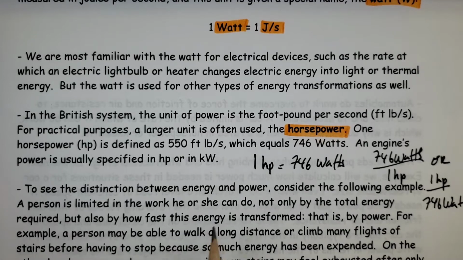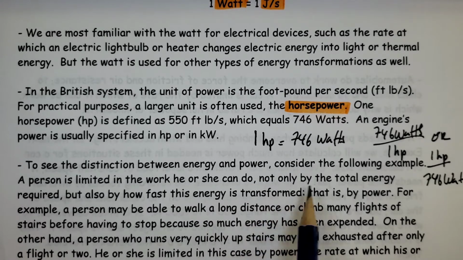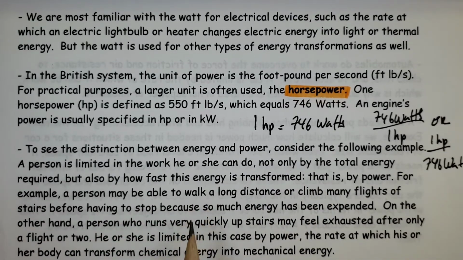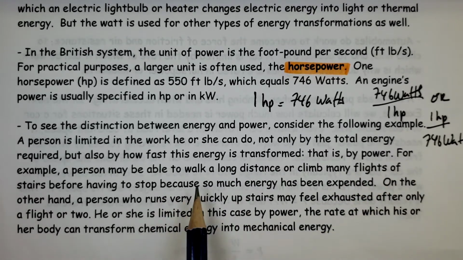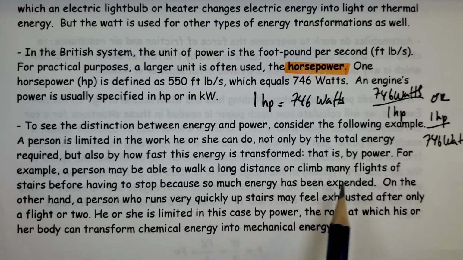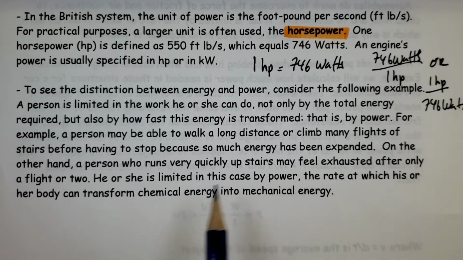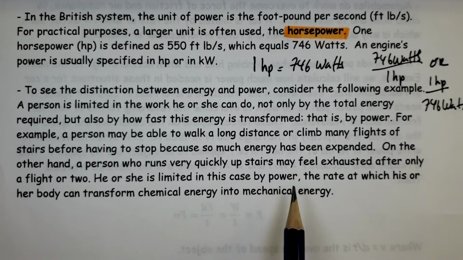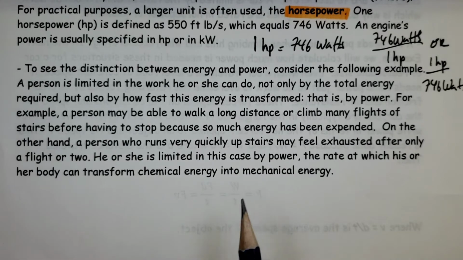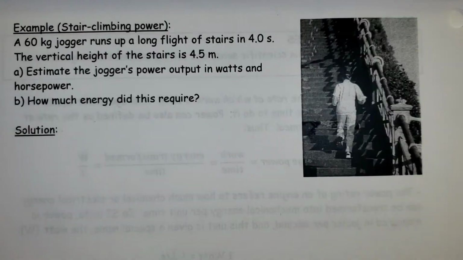To see the distinction between energy and power, consider the following example. A person is limited in the work that he or she can do, not only by the total energy required, but also by how fast that energy is transformed. That is, by power. For example, a person may be able to walk a long distance or climb up many flights of stairs before having to stop because so much energy is expended. On the other hand, a person who runs upstairs may feel exhausted after only a flight or two because he or she is limited by, in this case, power, the rate at which you can transform that stored chemical energy in your body into mechanical energy.